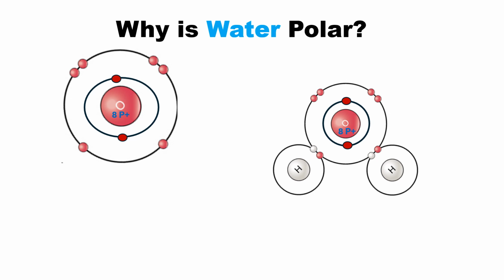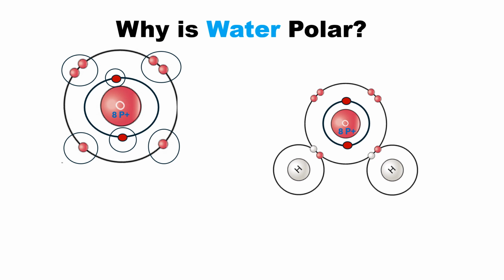To understand what makes a molecule polar, we will start off by taking a look at an oxygen atom located on the left. Within the first electron shell of an oxygen atom, there are 2 electrons. Within the second shell, there are 6 electrons. This gives us a total of 8 electrons, and electrons are negatively charged particles.